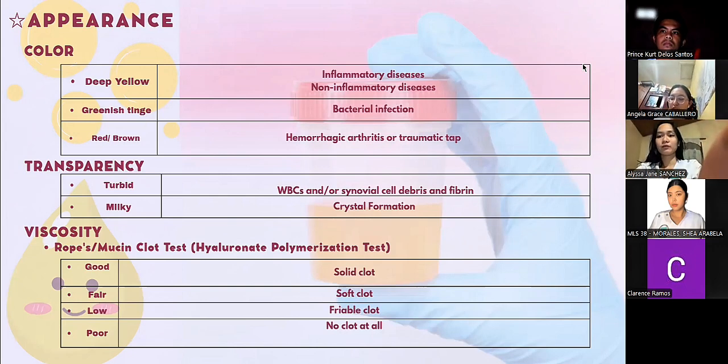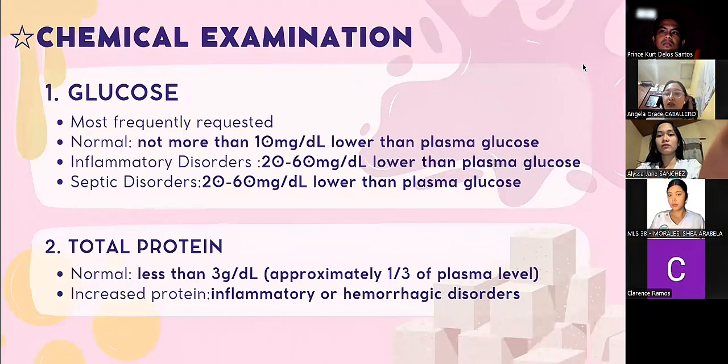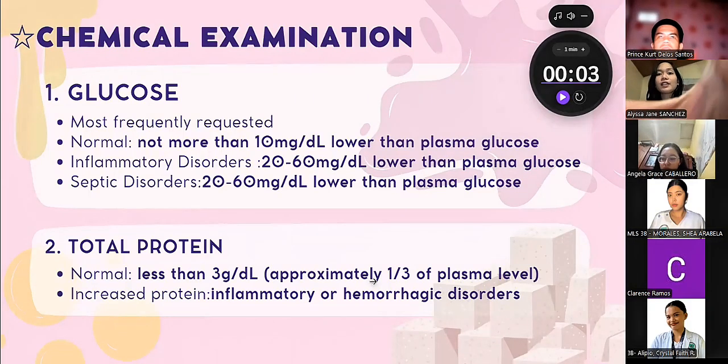Now let's move on to the chemical examination by Elisa Sanchez. The chemical examination tests include glucose, total protein, lactate, acid phosphatase, and uric acid. The first one is glucose. It is most frequently requested. Normal is not more than 10 mg per dL lower than the plasma glucose. Inflammatory disorders, 20 to 60 mg per dL lower than the plasma glucose. Septic disorders, 20 to 60 mg per dL lower than the plasma glucose.